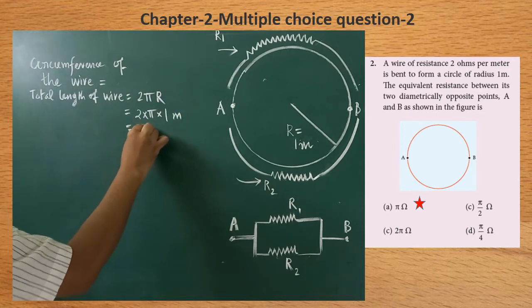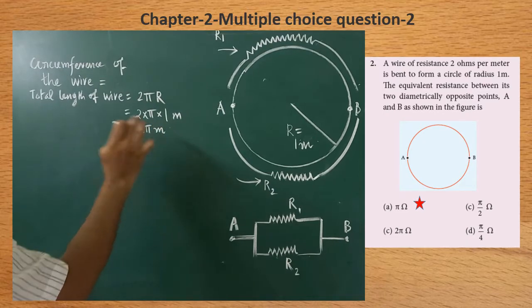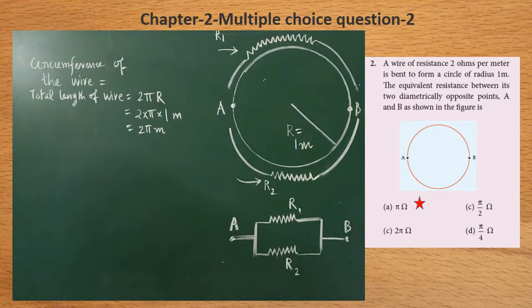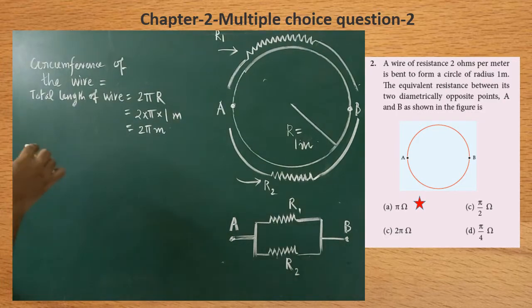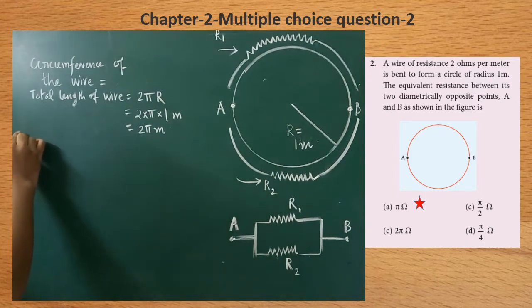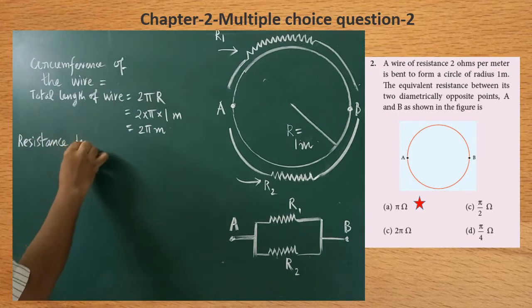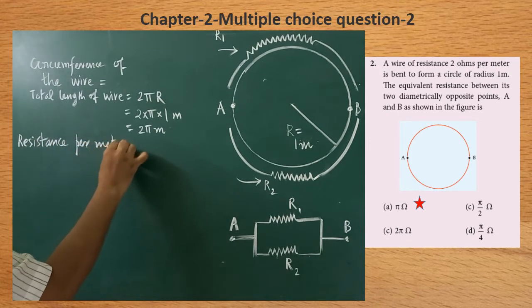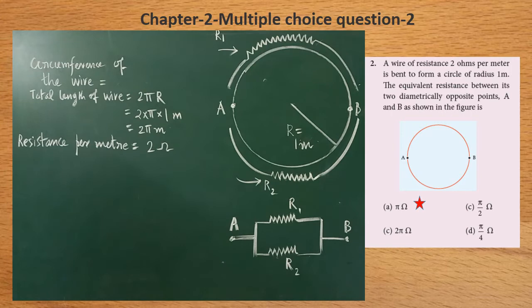So after that what happens? The total length of the wire is 2 pi meter. This is the circumference, or total length of the wire. Next we have to find out what will be the total resistance of the wire. Here the resistance per meter is given. Are you clear? The resistance per meter is how much? 2 ohm. Per meter the resistance of the wire is 2 ohm.